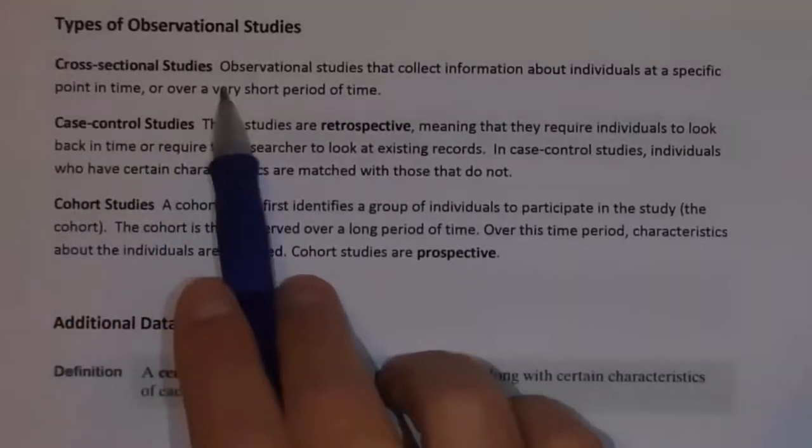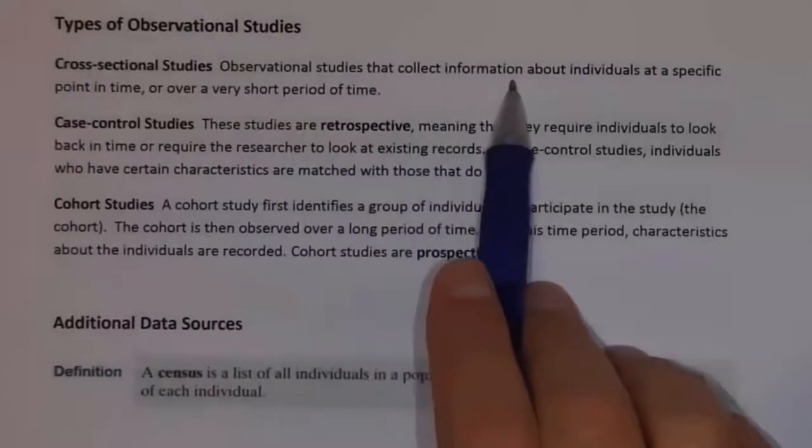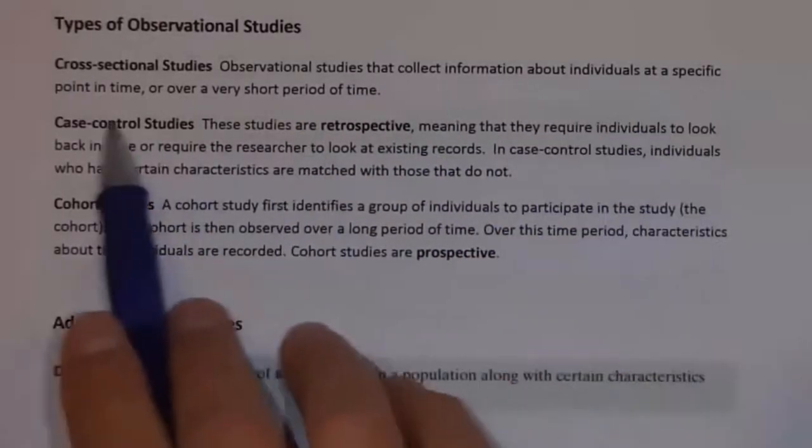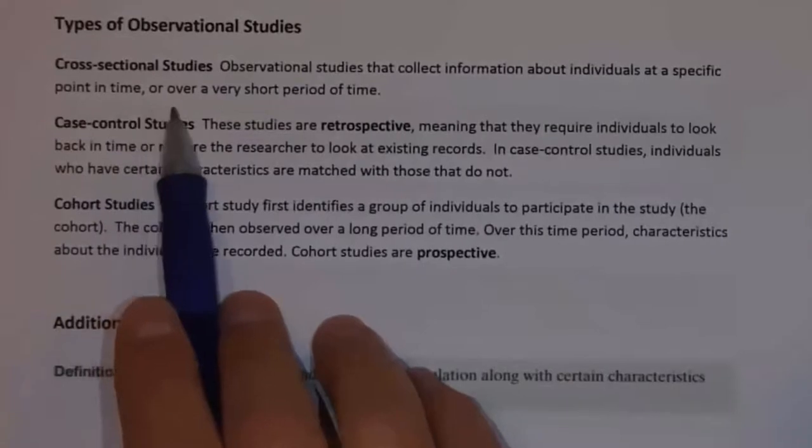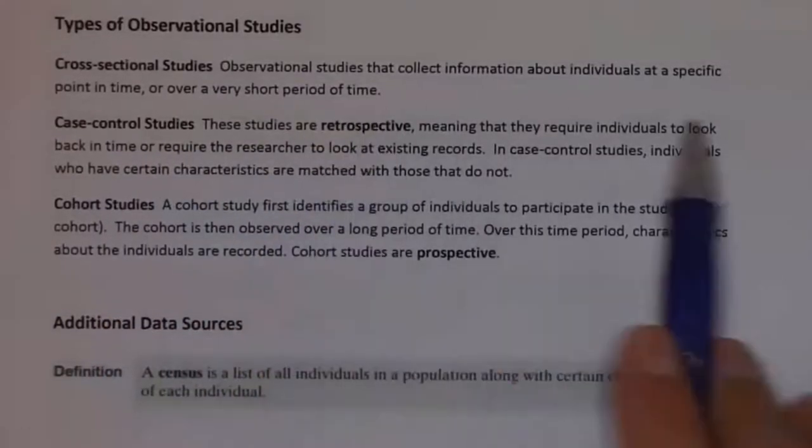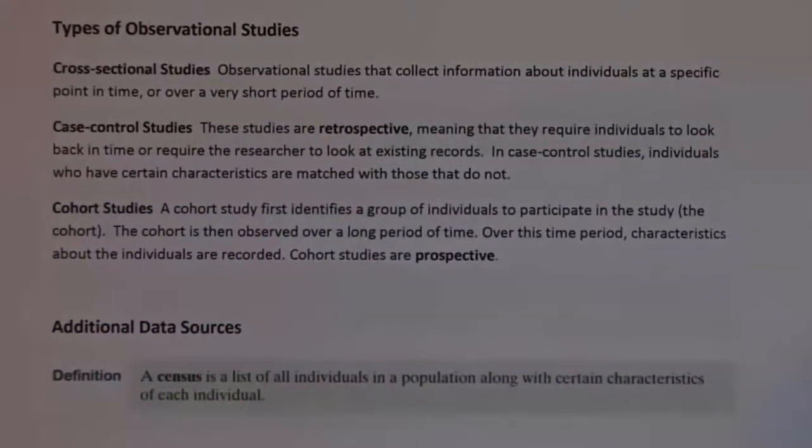So cross-sectional studies, those are observational studies that collect information about individuals at a specific point in time or over a very short period of time. To be totally honest, my opinion is that most observational studies are usually cross-sectional studies. So you can think of them as like a snapshot. It's like at this point in time, here's what's true.